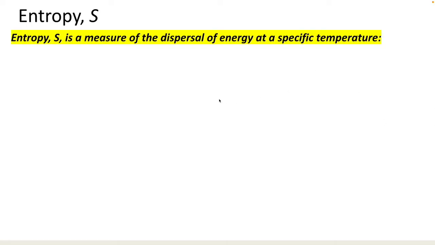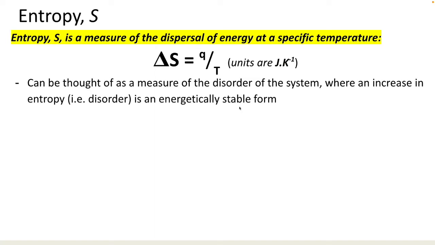that can occur. So to remind ourselves, entropy is given the symbol S. It's a measure of dispersal of energy at a specific temperature. So delta S is equal to Q, which is the energy in joules, divided by T, which is our temperature in Kelvin. We said it can be thought of as a measure of the disorder of a system, where an increase in entropy is an energetically stable form.